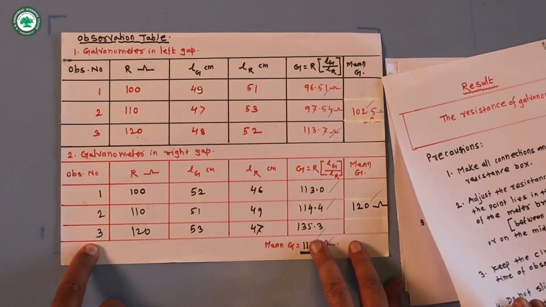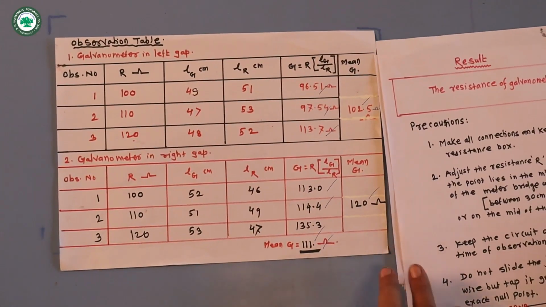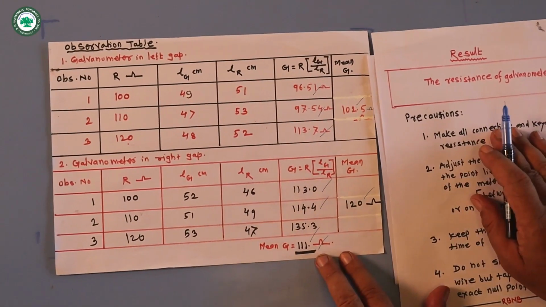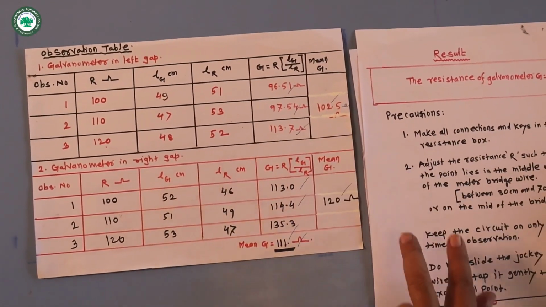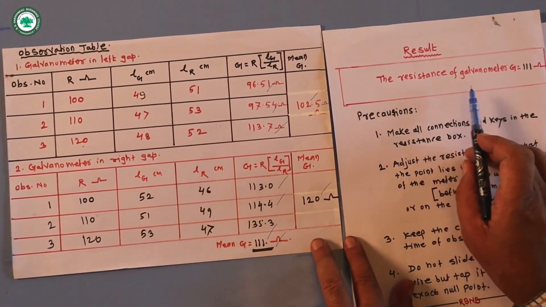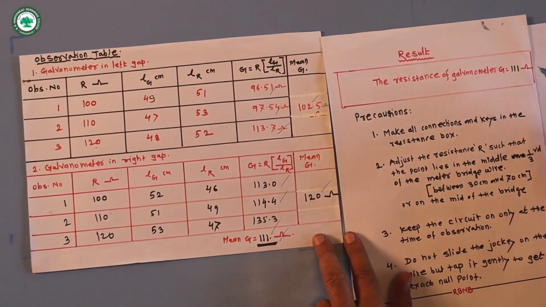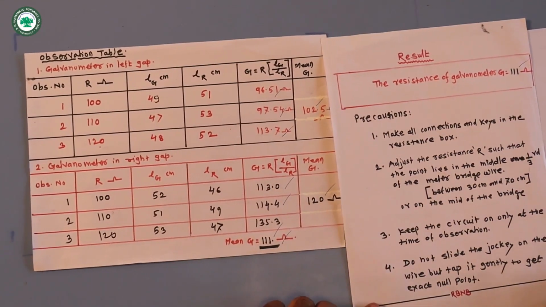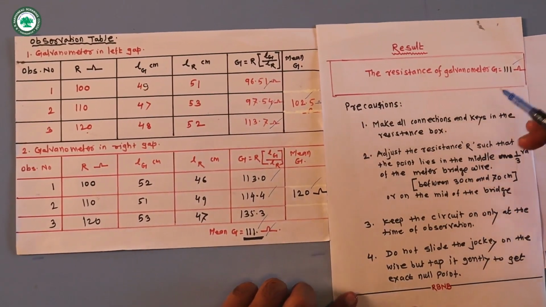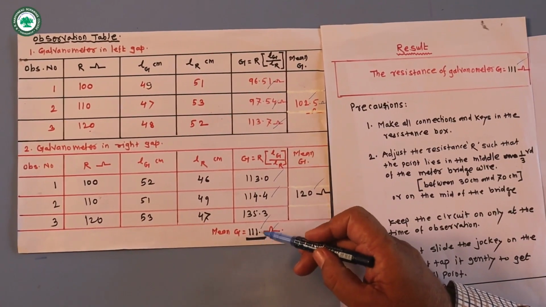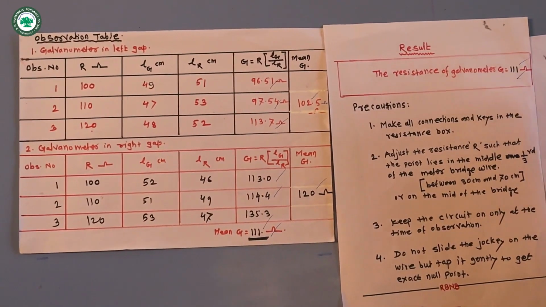Now write the result. See the result from that one. The resistance of galvanometer G is equal to 111 ohm. Okay, in this way we write the result from this mean value of G here.